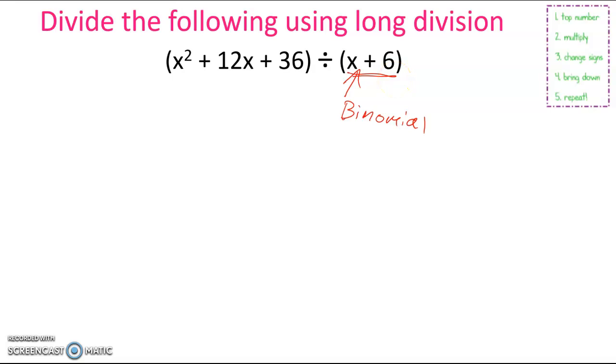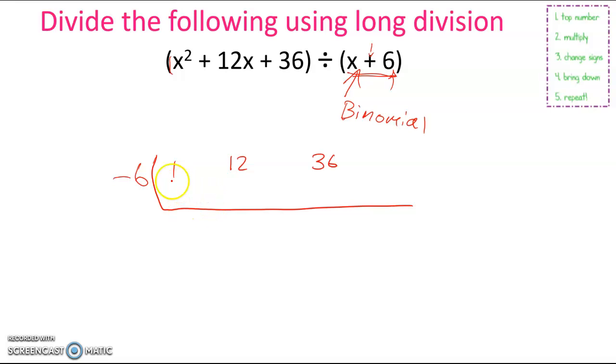So with that, I'm going to set up my synthetic division. Upside down bracket right here. I have the number out front, this number here, opposite the sign. So if it's plus 6, it's going to be a negative 6 out here. And then in here, I'm going to write out all my coefficients. So coefficient of 1 out there. I'm going to start off with 1, then 12, then 36.